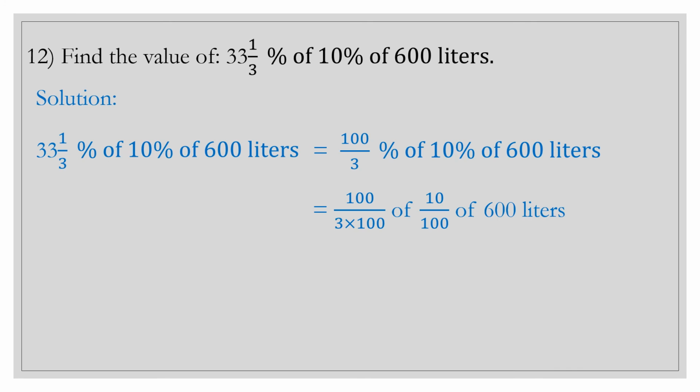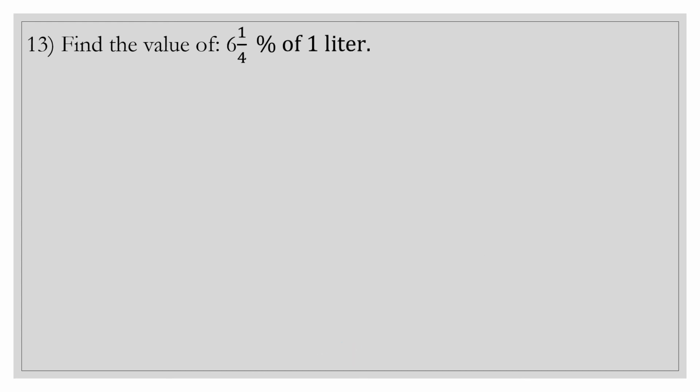Next, replace the word of with multiplication symbol. Now simplify. Cut 20 by 20. Again cut 20 by 20. See, 3 and 6 both are divisible by the same digit 3. So divide. 3 1s are 3 and 3 2s are 6. Now it cannot be further divided. So do the multiplication. 10 multiplied by 2, we get 20 liters. So the answer is 20 liters. Let us solve one more question.